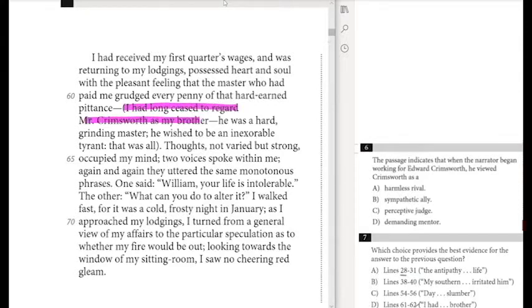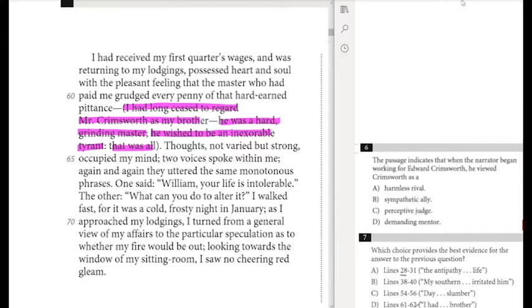"I had long ceased to regard Mr. Crimsworth as my brother. He was a hard, grinding master. He wished to be an inexorable tyrant. That was all." So right there, we're seeing that right now, Crimsworth is a hard, grinding master, an inexorable tyrant. But the narrator used to consider Mr. Crimsworth as his brother, but he had long ceased to regard him that way, so he no longer regards him that way.